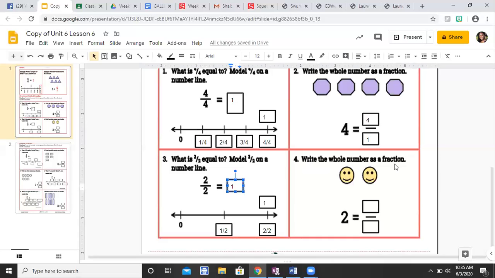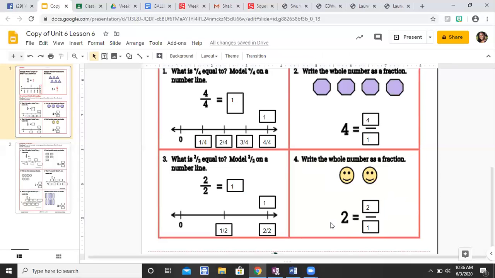Write the whole number as a fraction. So we have 2 smiley faces here that are shaded in. So I'll put 2 at the top as my numerator. And the smiley face is not broken into any parts. So it's one complete smiley face emoji. So that means that our fraction for this is 2 is equal to 2 over 1.